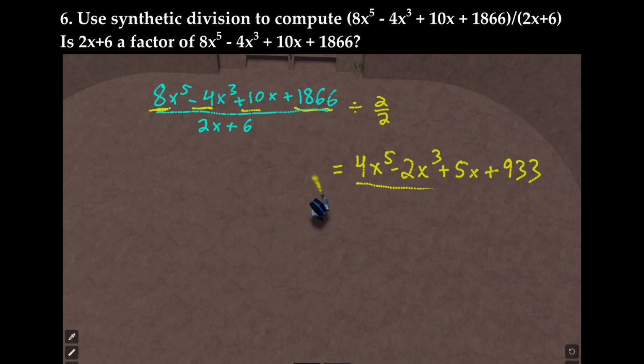And then if you divide the denominator by 2, well, 2x divided by 2 is just x, and 6 divided by 2 is 3. So you have x plus 3, and notice that we can do synthetic division on this problem now. This is in a form that we can do synthetic division on. So now let's do synthetic division on this new version of the fraction.